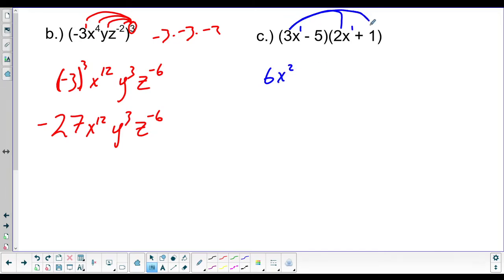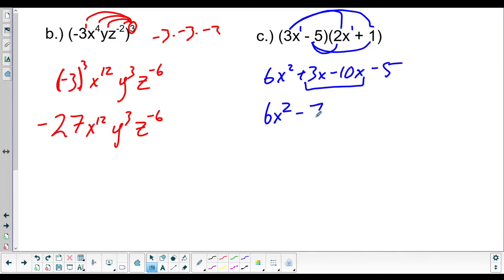All right. 3x times 1. 3 times 1 is 3. Bring down your x. -5 times 2x. -5 times 2 is -10. Bring down your x. And -5 times 1 is -5. Combine like terms in the middle. We have 6x squared minus 7x minus 5.